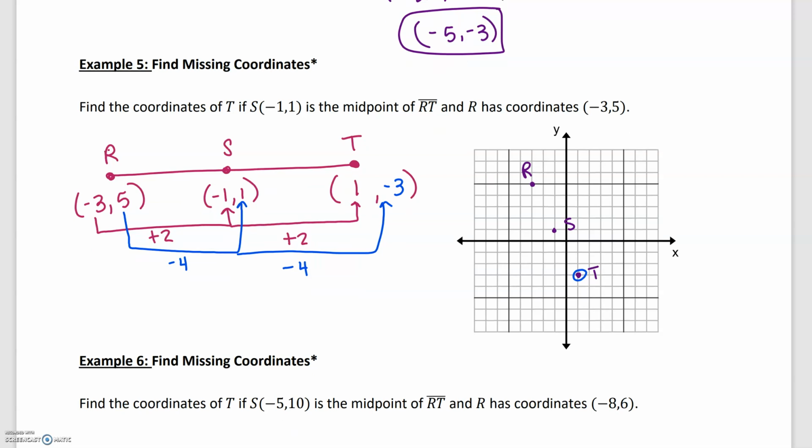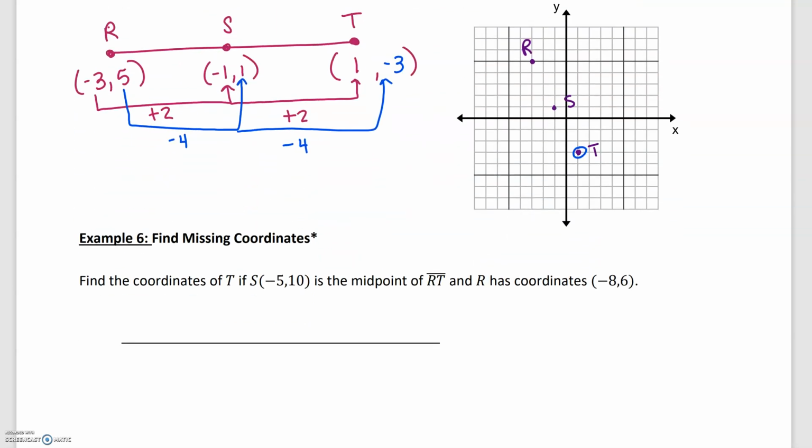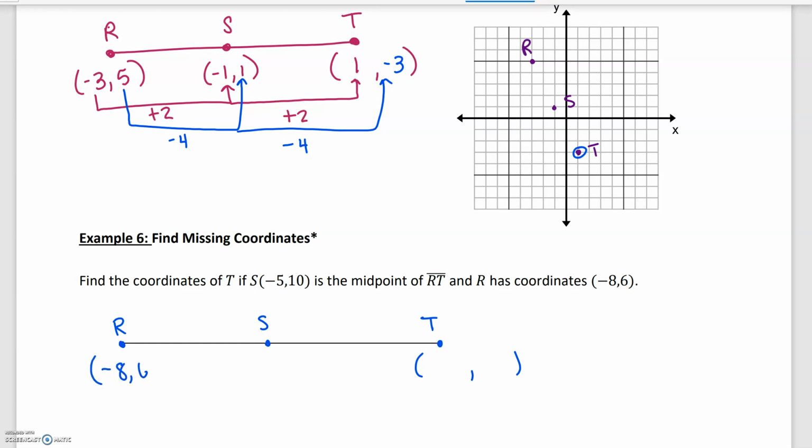So you can do either or in the coordinate plane, or your own little chart. So I want you to try that same thing for this example right here of finding the endpoint. And so we again have R, S, T, and we are looking for the coordinates of T. And you can go either direction. You can work your way from this one to this one, then repeat this one, this one. So if you had R over here, you could still do this the same way. And this one is -8, 6, and S is -5, 10.